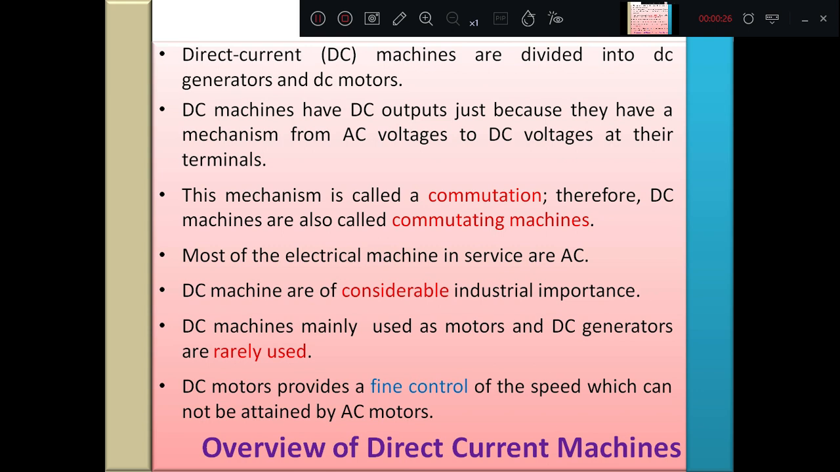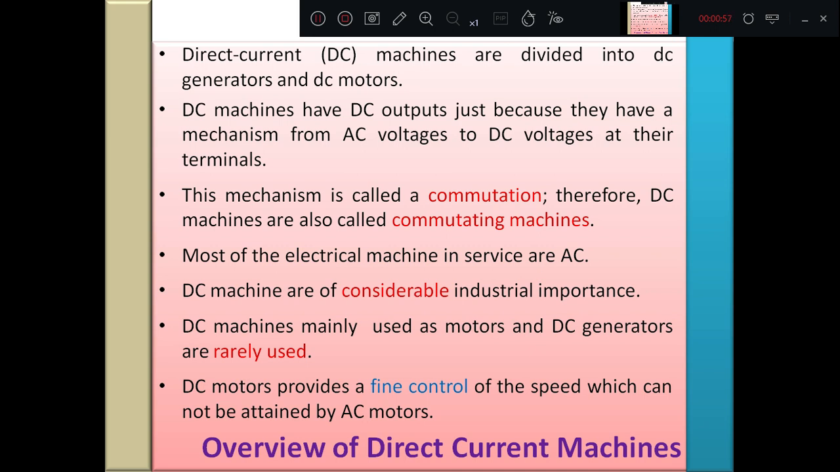If you look into the overview of the direct current machine, direct current machines are divided into two types of machine. One is called a DC generator and the other is called a DC motor. Under the DC machine heading, we are studying the DC generator as well as the DC motor. Here we are studying DC machines, meaning the output we are expecting is DC.